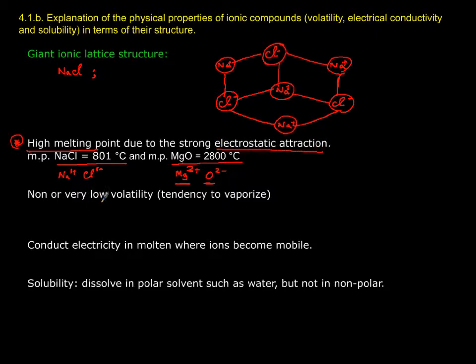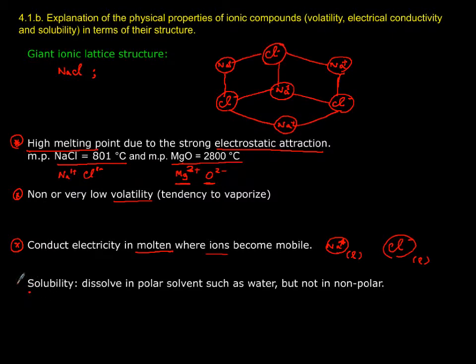They are not volatile, or if they have any volatility, it's very small. And volatile is the tendency to turn into gas and vaporize. They conduct electricity when molten because they produce free moving particles, which are ions. So once you separate sodium from chlorine, then they can conduct electricity. So in molten form, they can do so, and you have to melt them in order to achieve that. But in the process, they get decomposed. The ions are being destroyed.